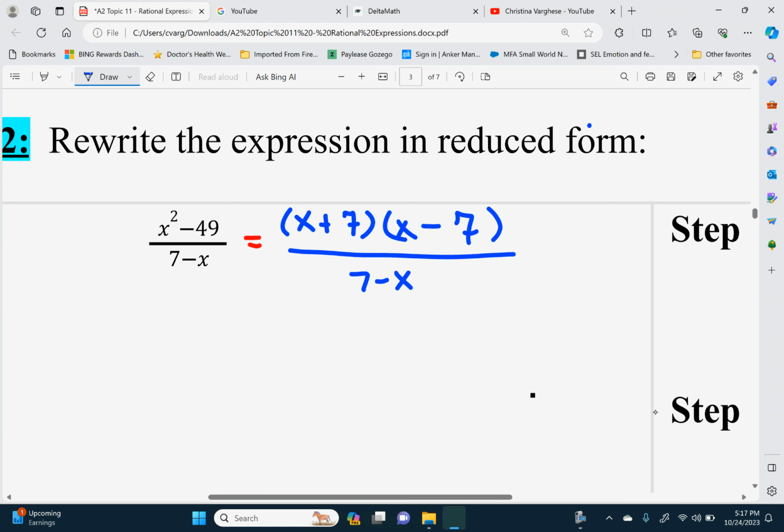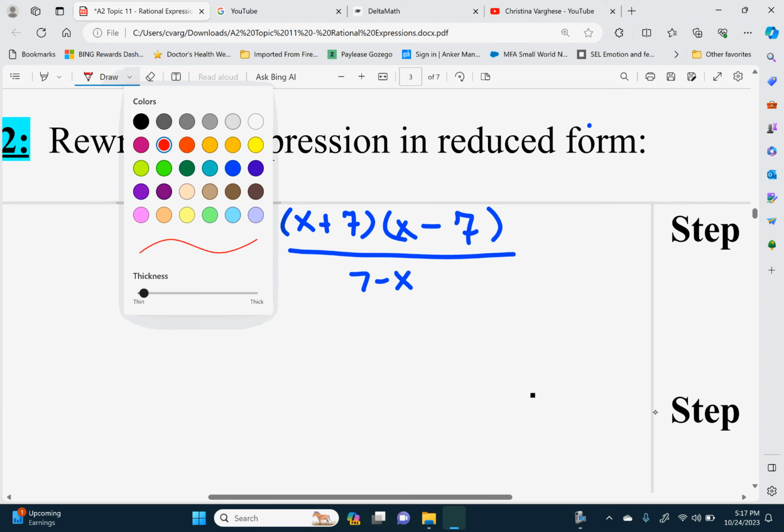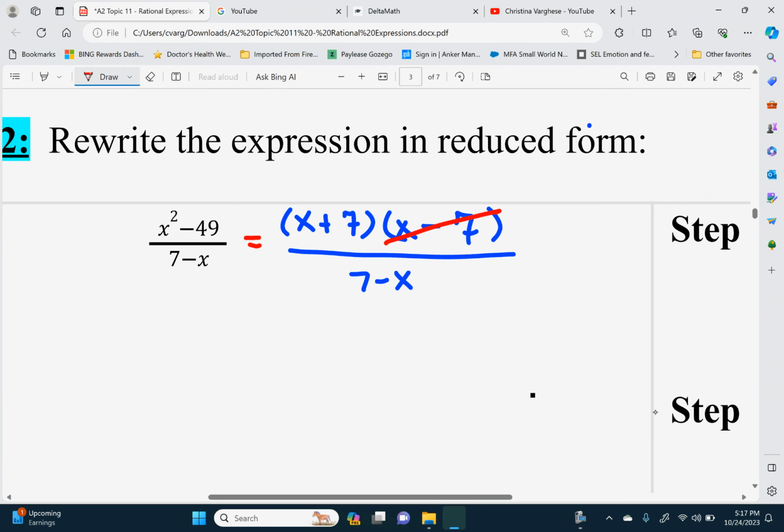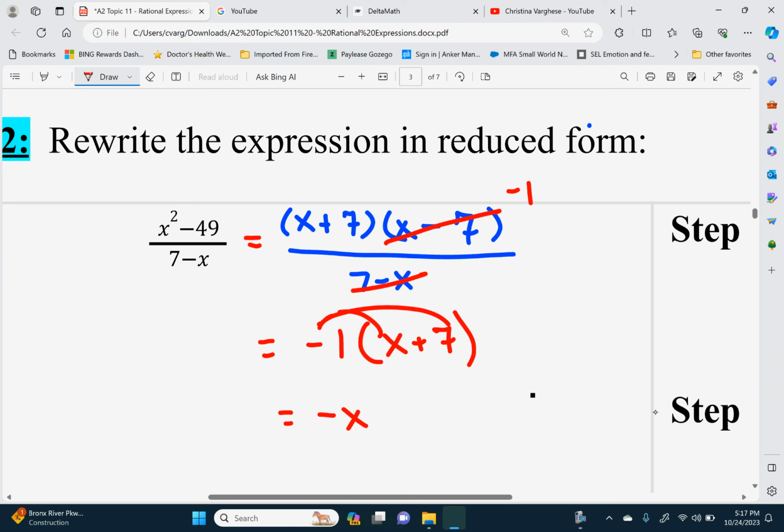So what did we literally just learn right now? In our do now, these two do cancel each other out, but our answer is going to be negative 1. So what is my final answer? Negative 1 times x plus 7 is one answer you could put. You could also distribute this right here. So negative 1 times x is negative x. Negative 1 times 7 is negative 7. So that is your answer. Okay.